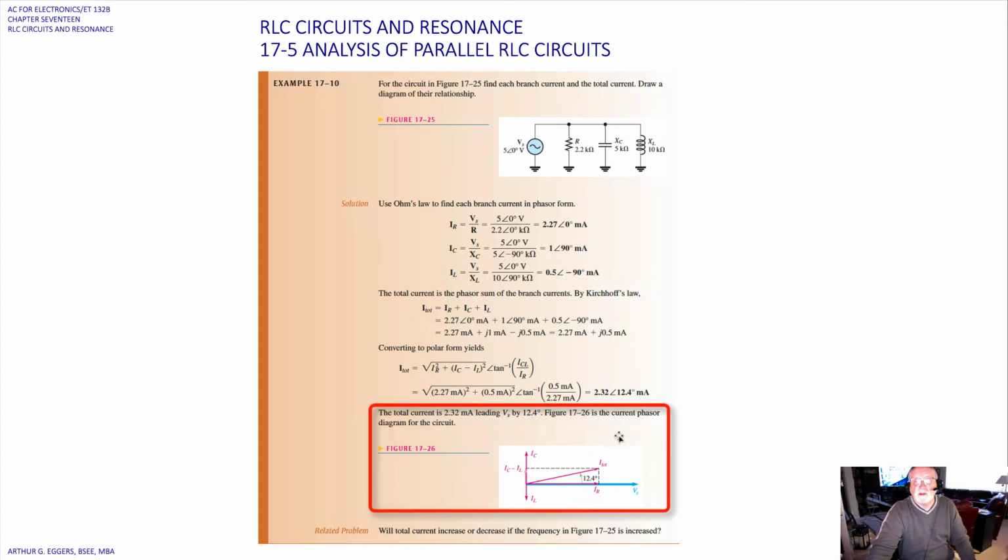12.4 degrees. So if we look at our relationship here, the diagram, you can see we have again our current through the capacitor and the inductor, and then we have I total, the current through the resistor, and our source laying on top of that.